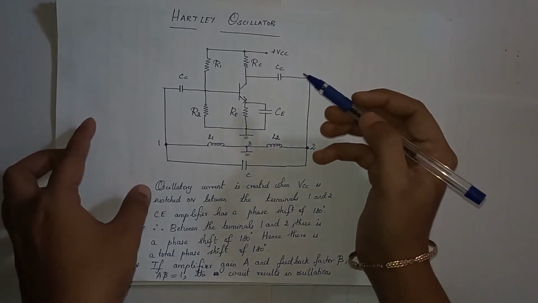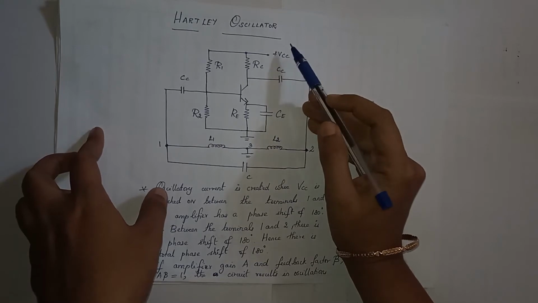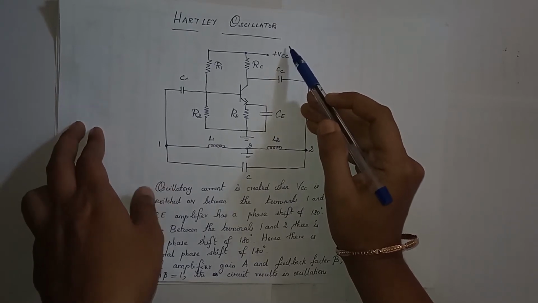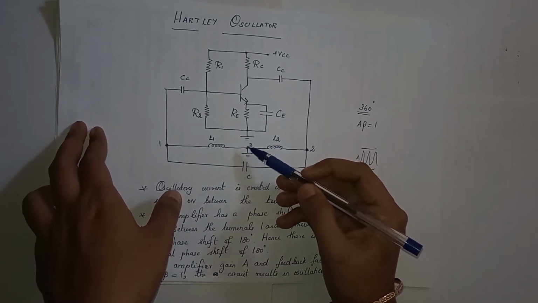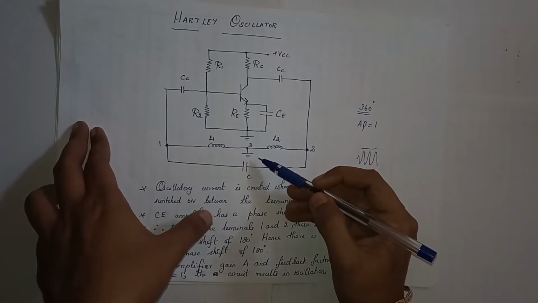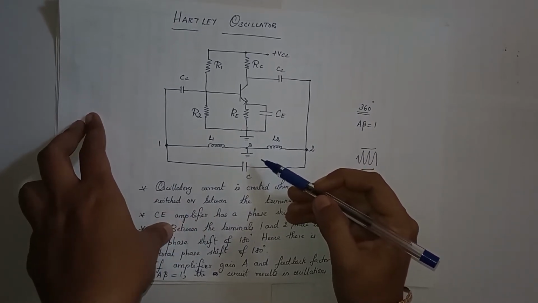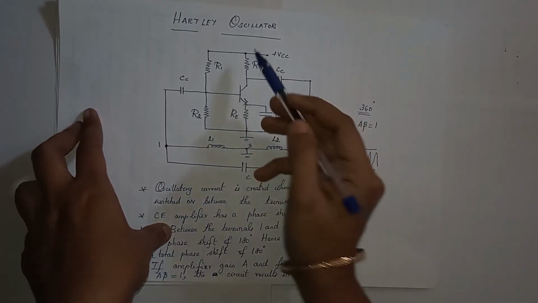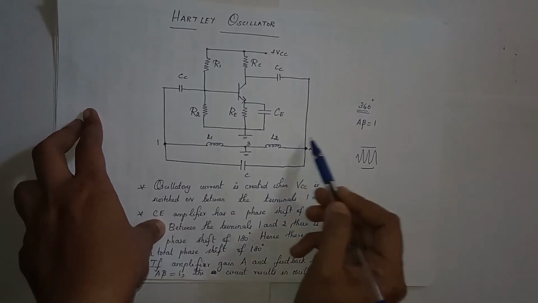So in this class we'll be discussing the Hartley oscillator. Hartley is the first type of LC oscillator. You can look at the circuit diagram of the Hartley oscillator. As you already know, an oscillator is made up of two sections. The first one is the amplifier section and the next one is the feedback network. So in the Hartley oscillator, this section is the amplifier section and this section is the feedback section.